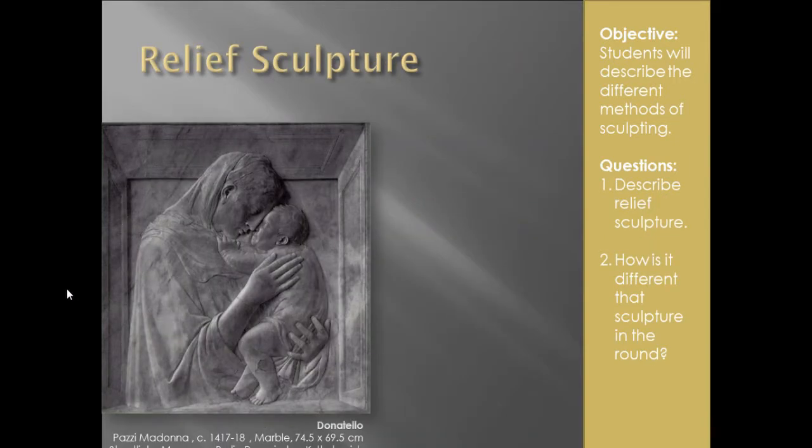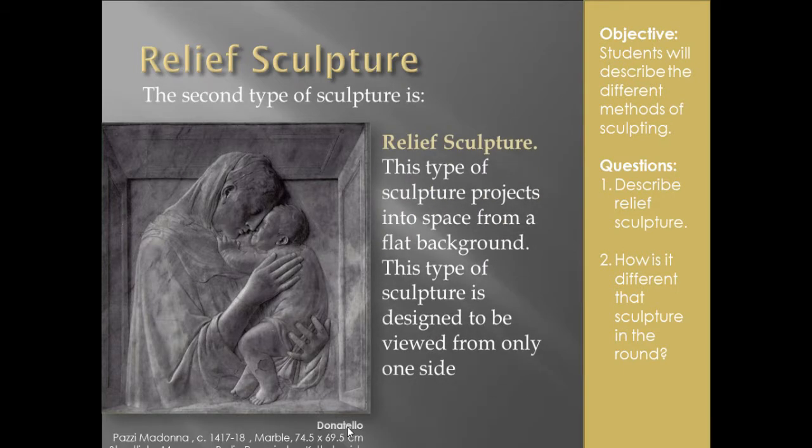The second type of sculpture category is a relief sculpture. Now you can see a different portrayal of Mary and Jesus. This one was sculpted out of marble by another Renaissance artist, Donatello. But you'll notice that this is fundamentally different than the other sculpture. That is because this type of sculpture projects into space from a flat background. It is designed to be viewed from only one side rather than something that you could walk all the way around.